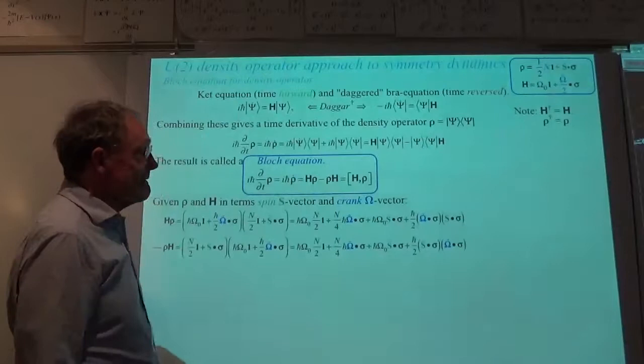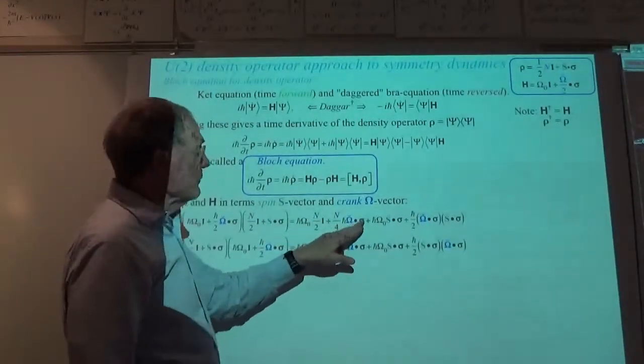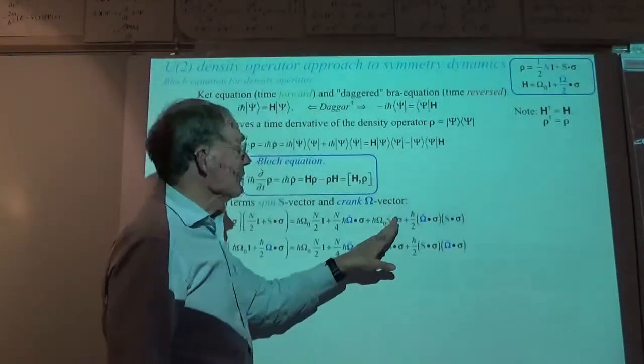Okay, one of them is just a unit. Then there's the crank vector dot sigma, and then there's the spin vector dot sigma.